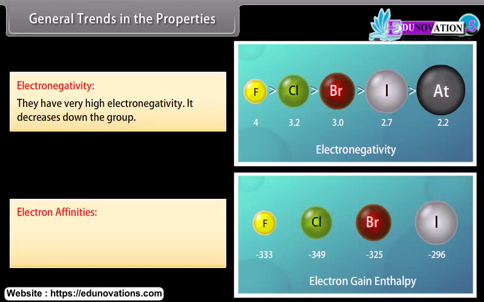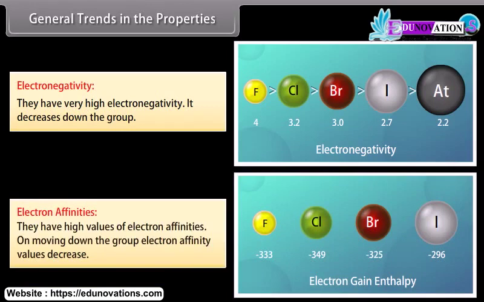Electron affinities. They have high values of electron affinities. On moving down the group, electron affinity values decrease because size of the atom increases. A low value of electron affinity for fluorine is due to the small size of fluorine atom. In the compact 2p subshell of fluorine, the added electron does not feel much attraction, resulting in low value of electron affinity.